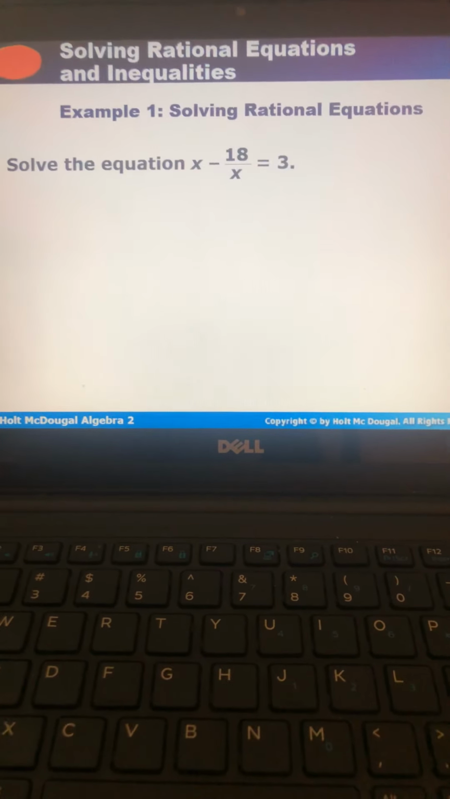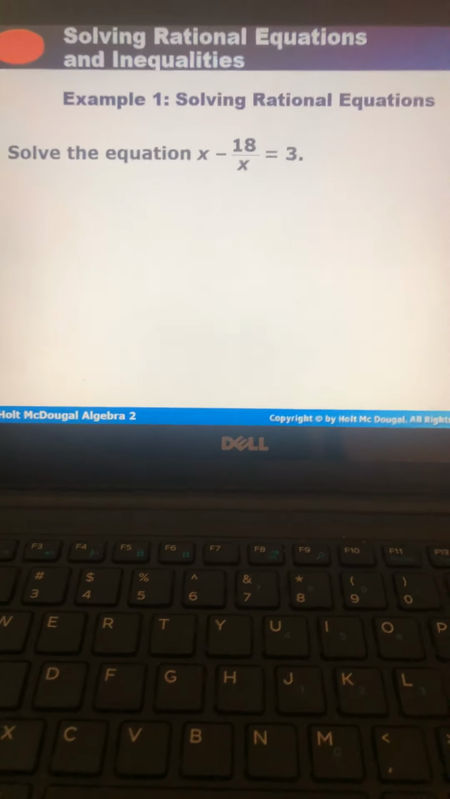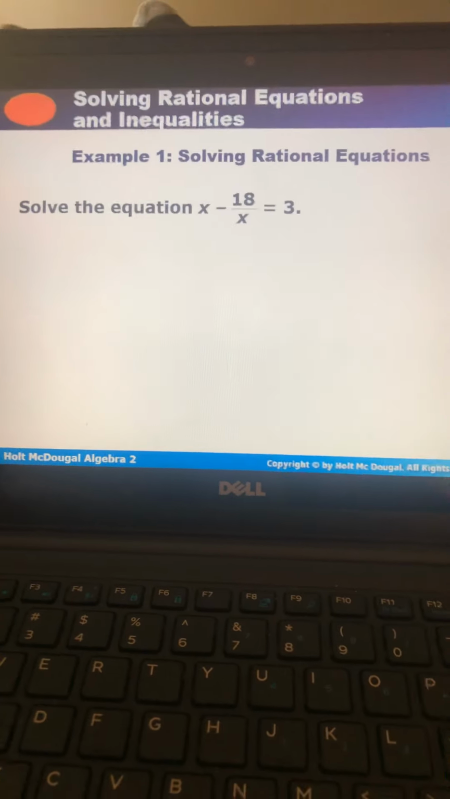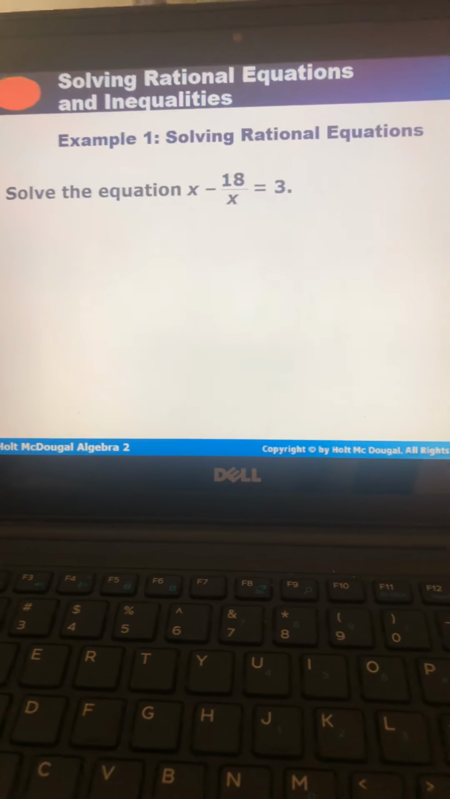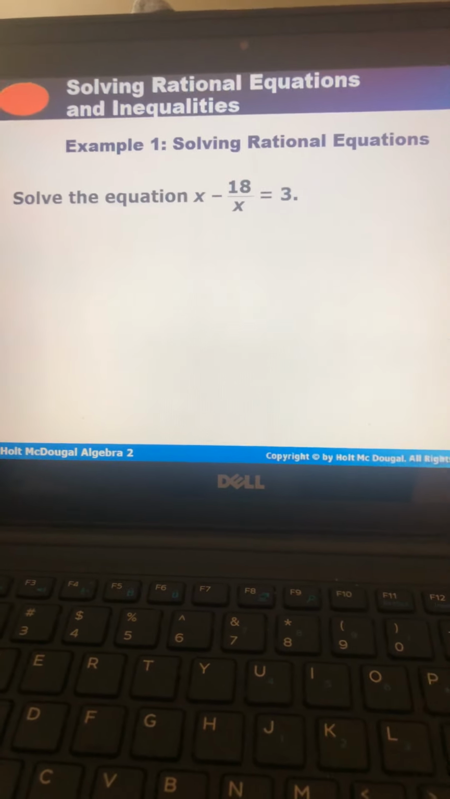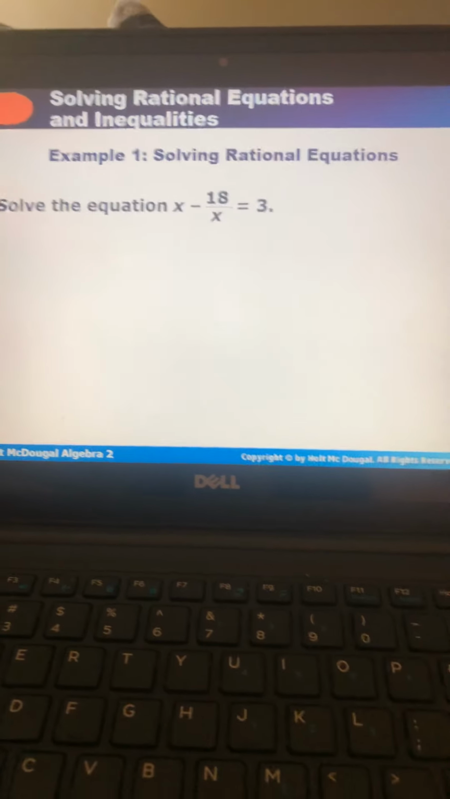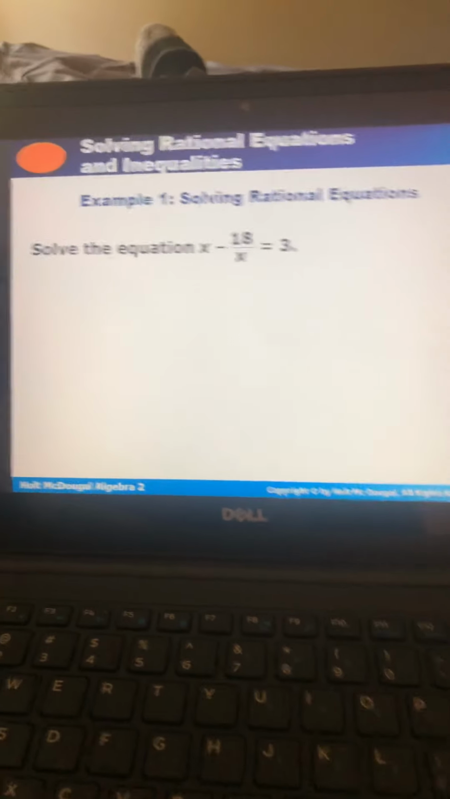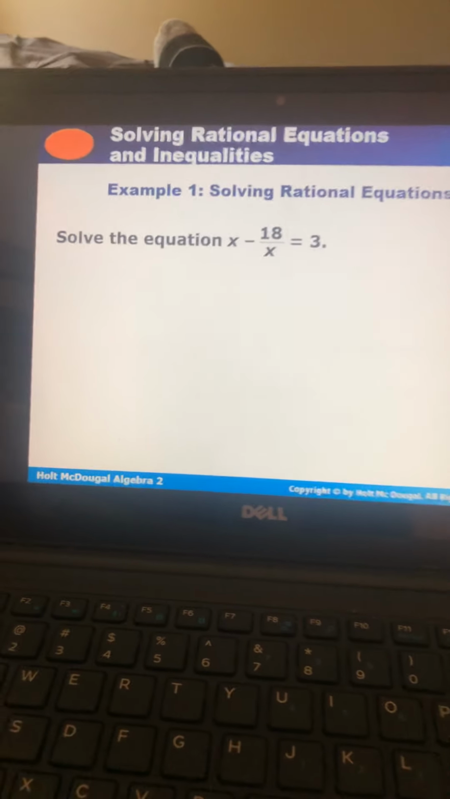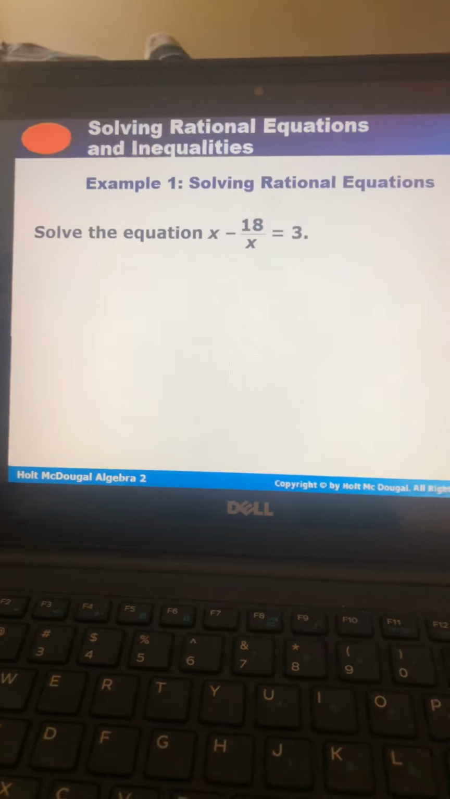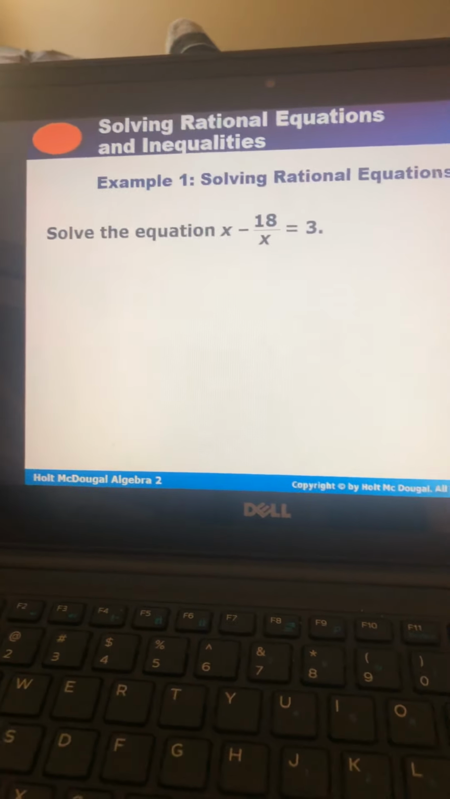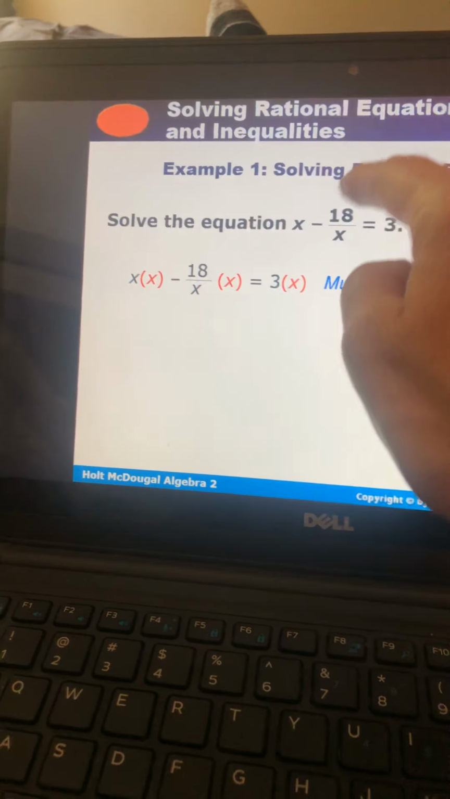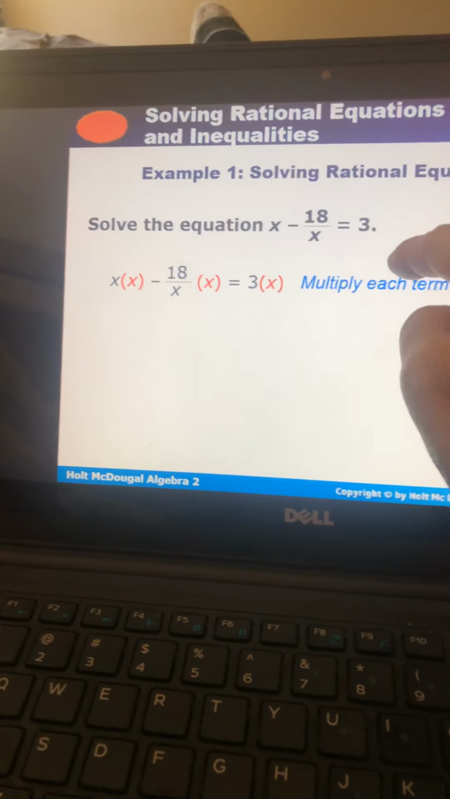So let's solve the equation x minus 18 over x equals 3. Okay, so what we need to do here is basically like getting a common denominator. And in order to do that, we would have to take the greatest denominator, or I guess you would say the least common multiple of each denominator, and multiply it by each term here. So here we see the only denominator we have is x. So we're going to multiply that x by every term. So x times the x, times 18 over x, and x times the 3.